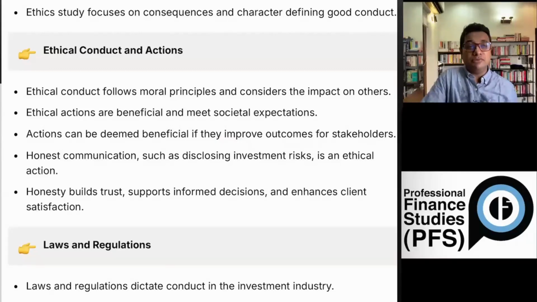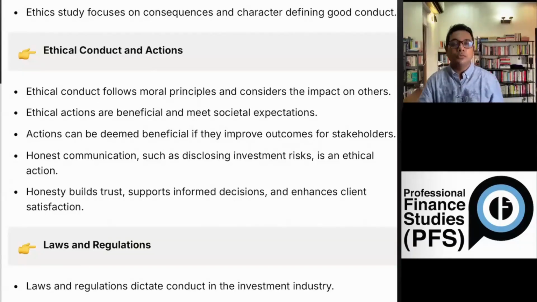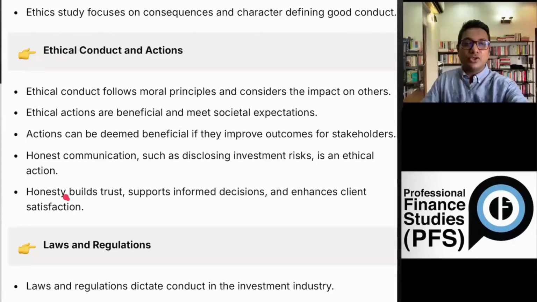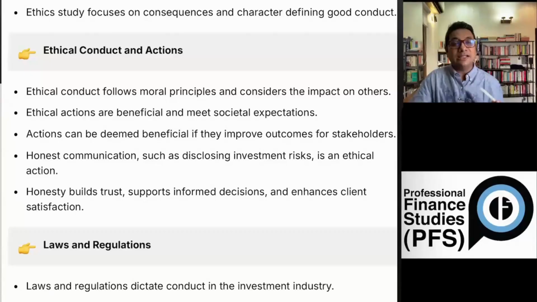For example, honest communication or disclosing investment risk is an ethical action. What happens when we disclose information with honesty, and disclose the risks involved in investment products and investment actions? That honesty builds trust, supports informed decisions, and enhances client satisfaction.